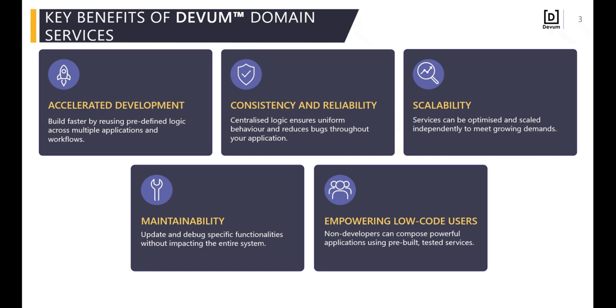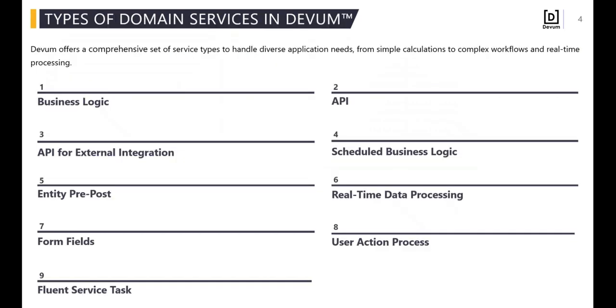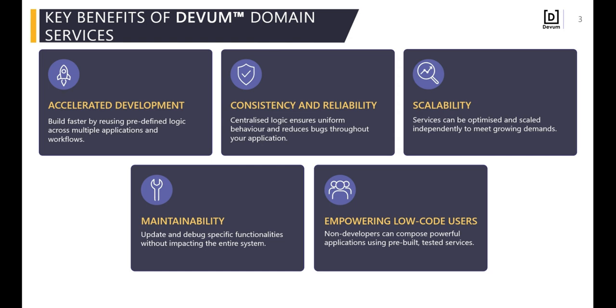Third, scalability. Each domain service can grow on its own. So as your organization expands or demand increases, you can scale specific services without touching the entire system. Fourth, maintainability. When something needs an update or a fix, teams can work on that one service without breaking anything else. This makes maintenance cleaner, safer, and far more efficient.